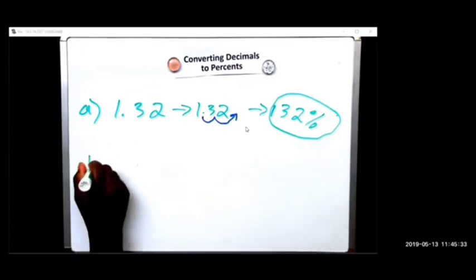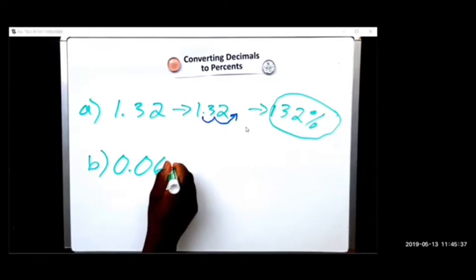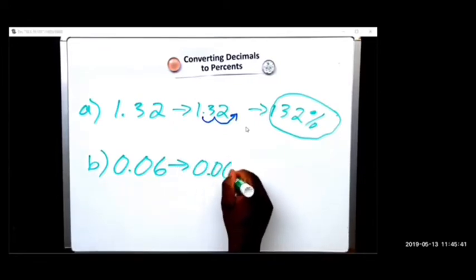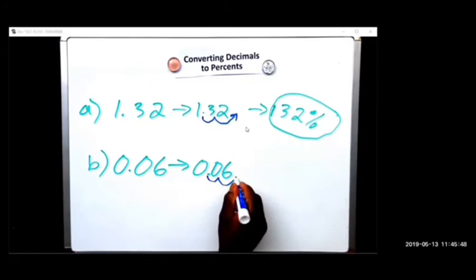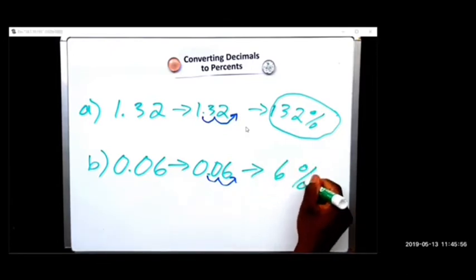What if we have 0.06? Same thing, doesn't matter what decimal, you're still going to move. If you're going from a decimal to a percent, move that 2 spaces to the right, that decimal right there. When you do that, you end up with 6%.